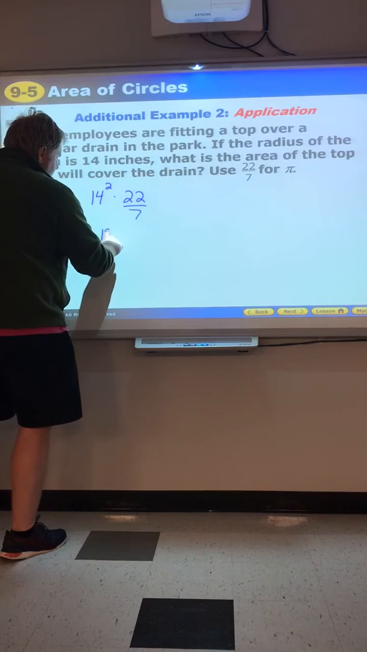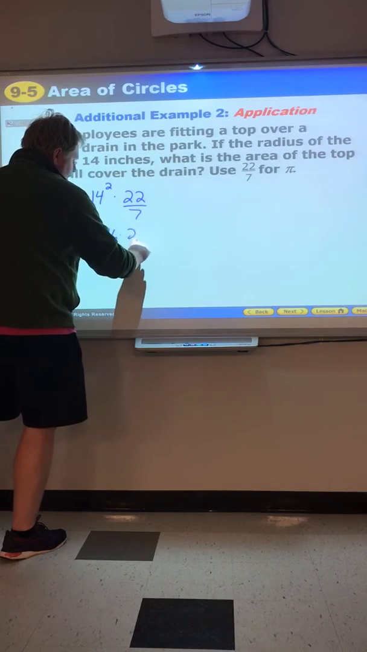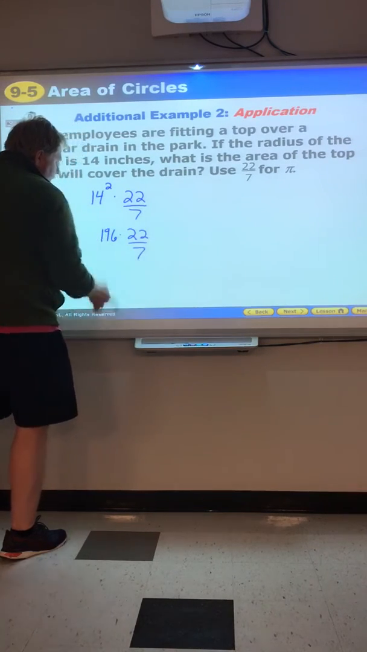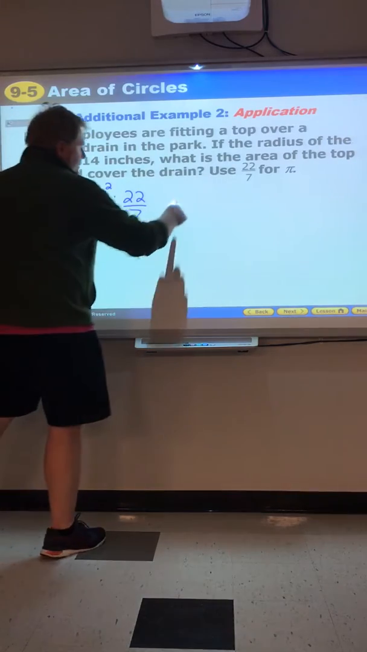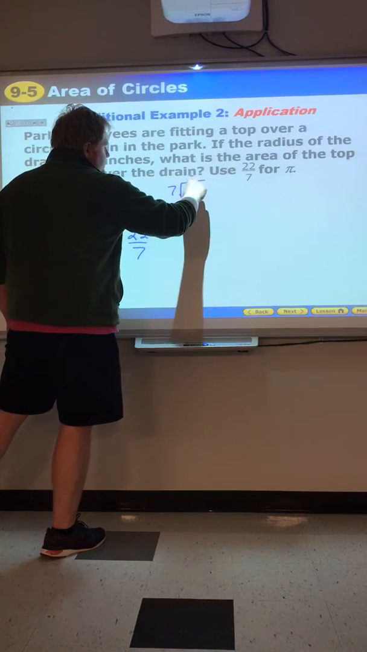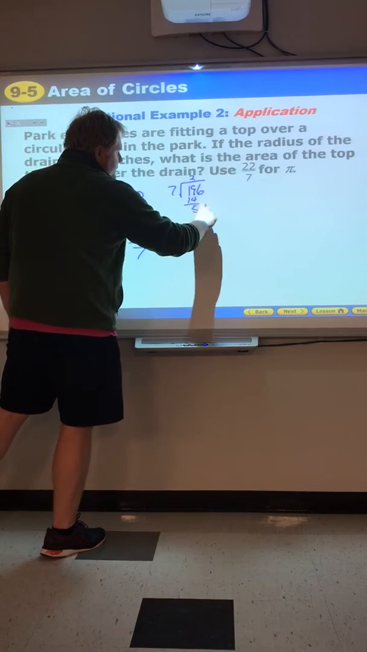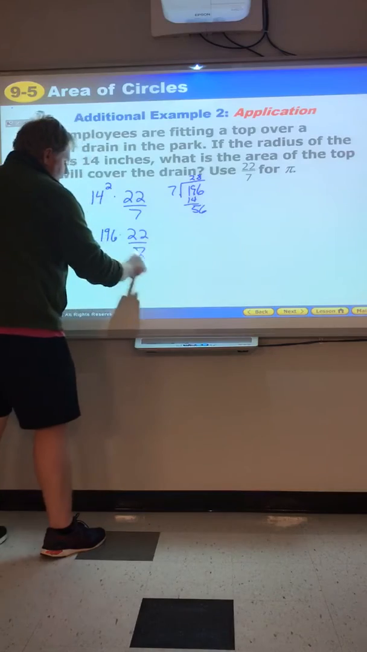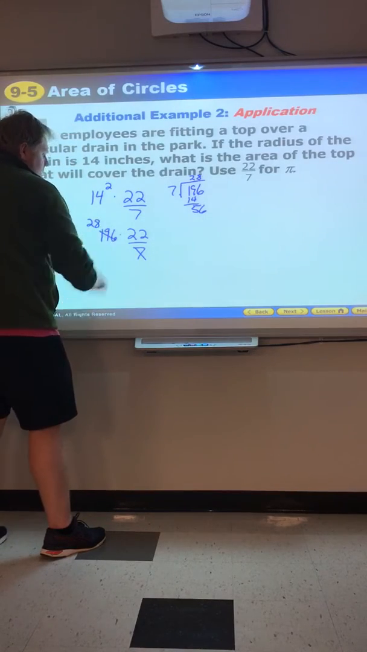So 196 times 22 over 7. Now 196 does just happen to get divided nice and evenly by 7. 7 goes into 196, so we have 2, that's 14, that's 56, 28. Okay, so I can reduce to 28.